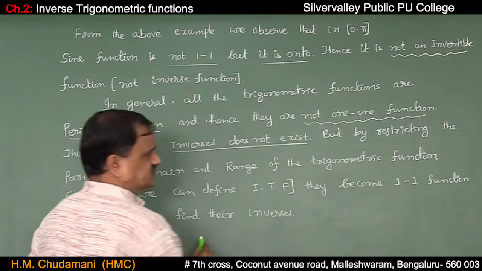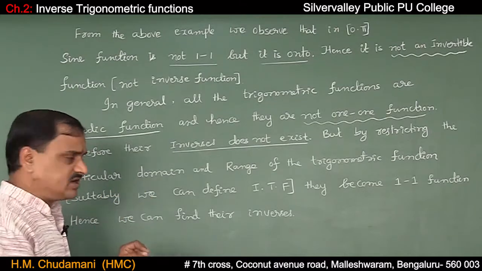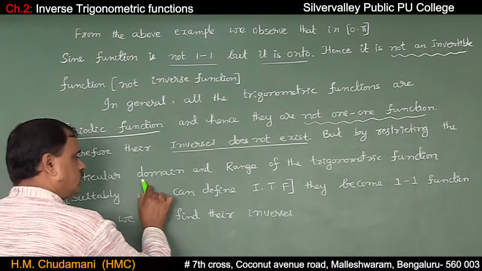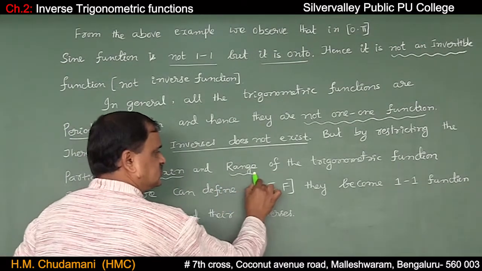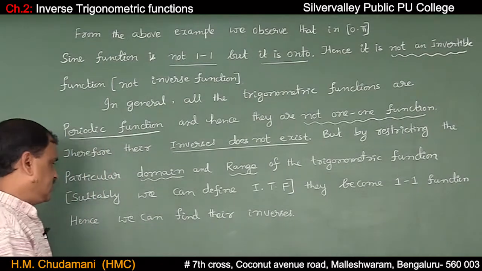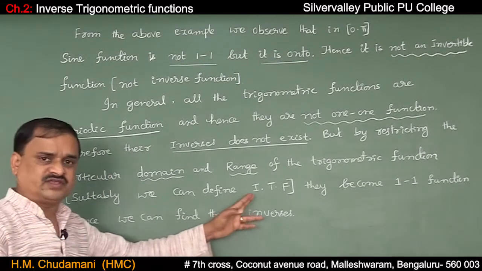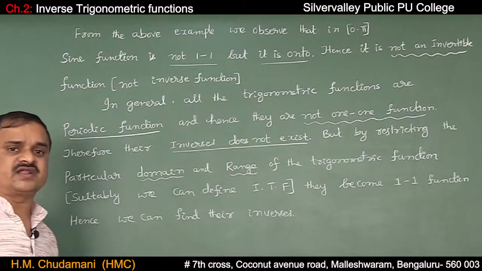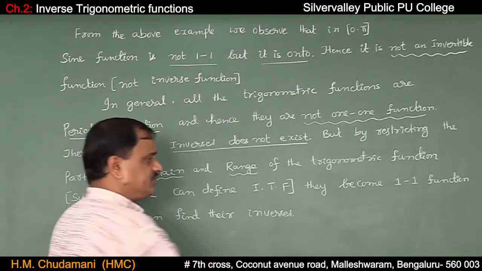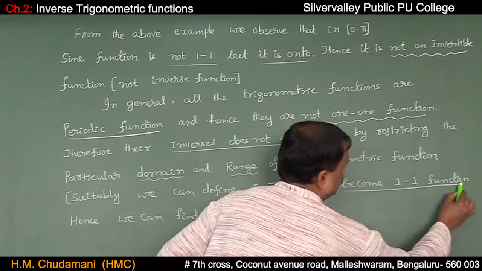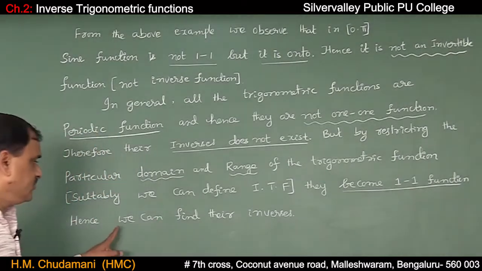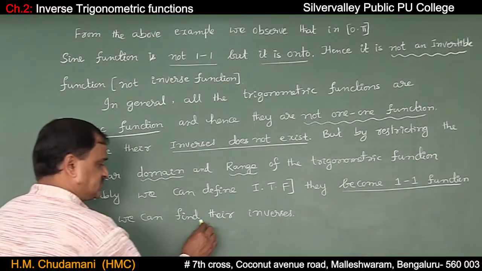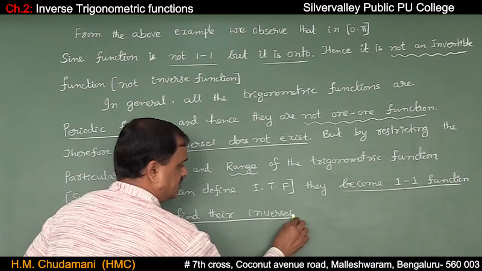But by restricting the particular domain and range of the trigonometric function suitably, we can define the inverse trigonometric function. By restricting the domain and range, they become one-one functions. Hence, we can find their inverses.